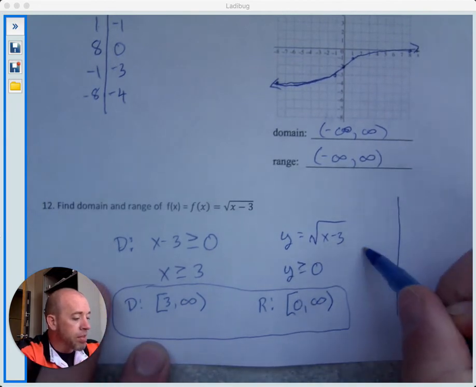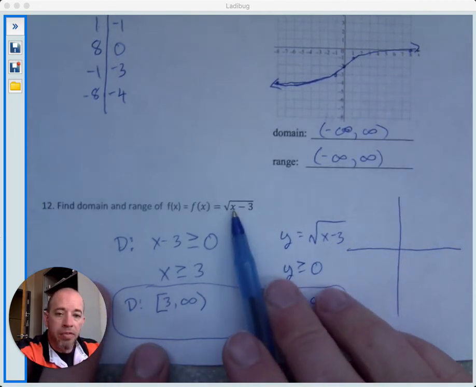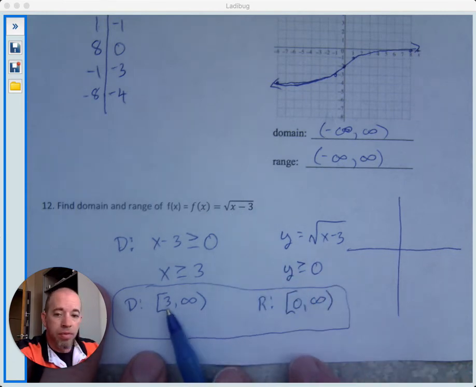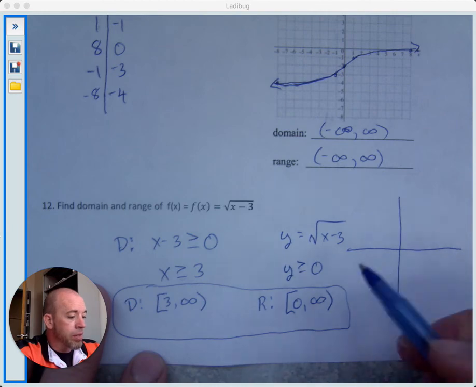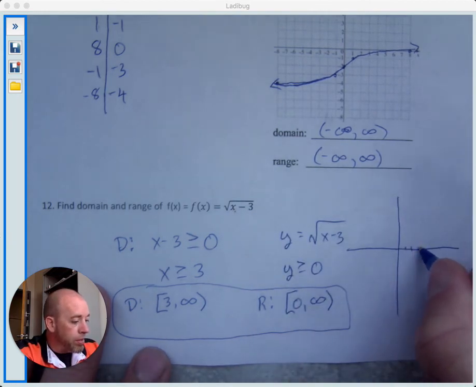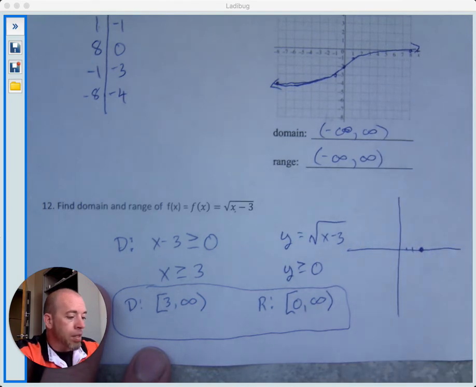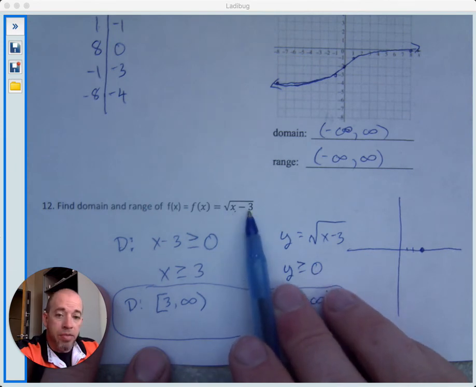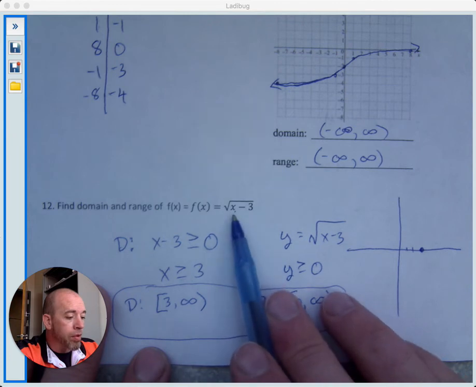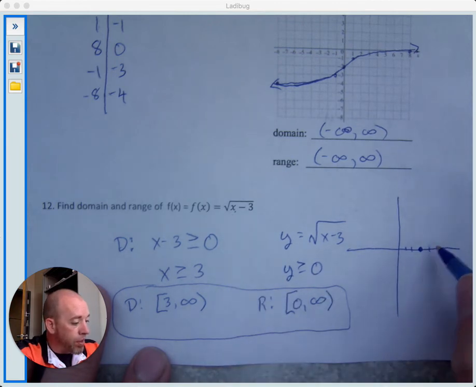I could graph this. If you think about points we plug in for x, we can't plug in 0 because 0 minus 3 is a negative, and we can't take the square root of a negative. The smallest number we could actually plug in would be 3, right? And that's clear here. So we'd have a point at 3, 0, because square root of 0 is 0. So 1, 2, 3. Point at 3, 0. We could also plug in 4, because 4 minus 3 is 1. Square root of 1 is 1, right? So we could plug in 4 and we would get 1. So we'd have a point at 4, 1.